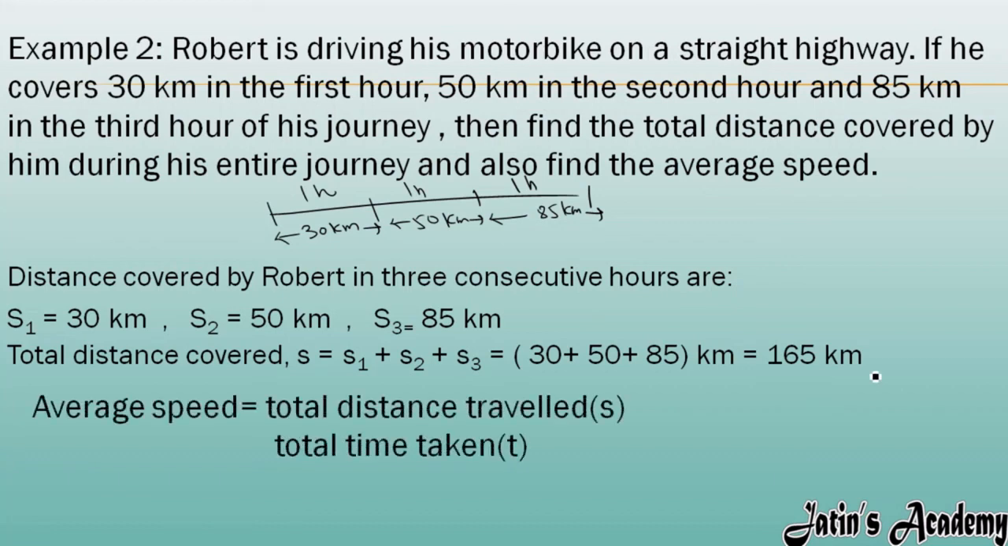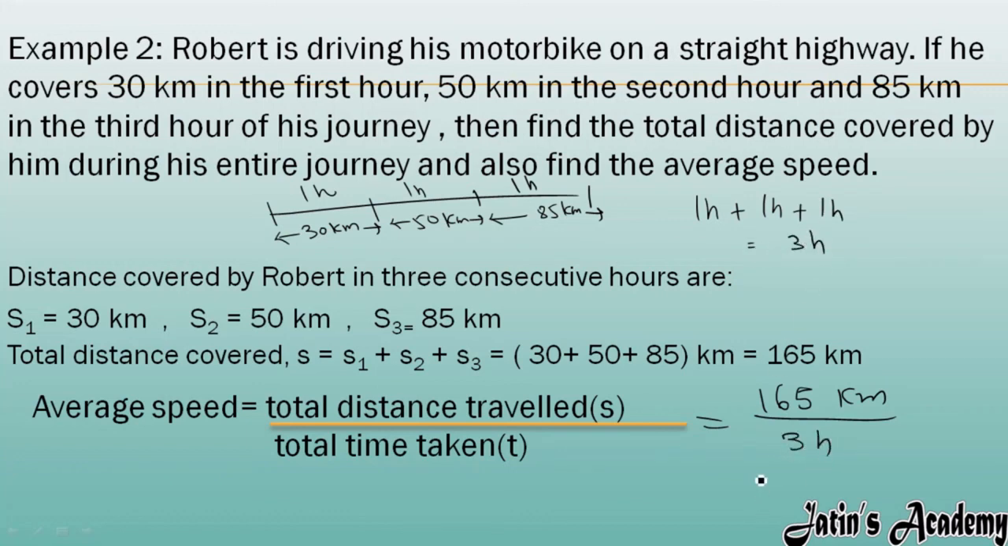Then afterwards, we have to see the formula. The formula of average speed is total distance over total time. So what is the total distance? Total distance is 165 kilometer over total time taken. Total time taken is what? 1 hour plus 1 hour plus 1 hour. So it will give you 3 hours.